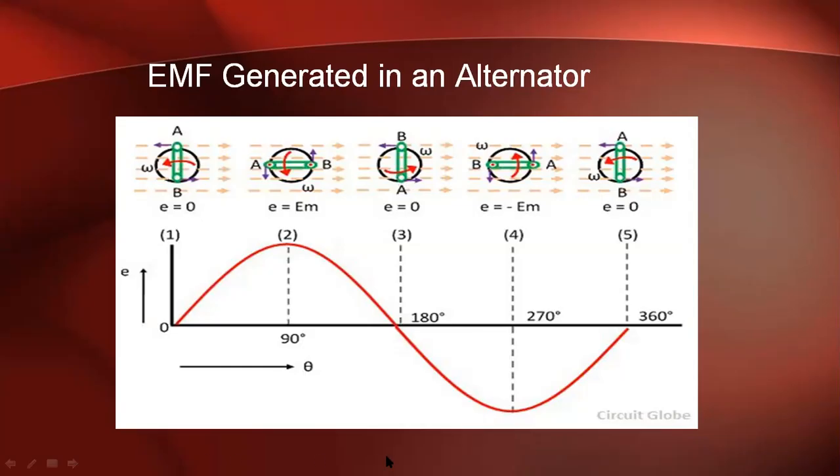This principle is the same as the principle of a DC generator, but the only difference is that there you have to add split rings. Because of the split rings, this negative half is converted to a positive half. So now you can understand the alternator.